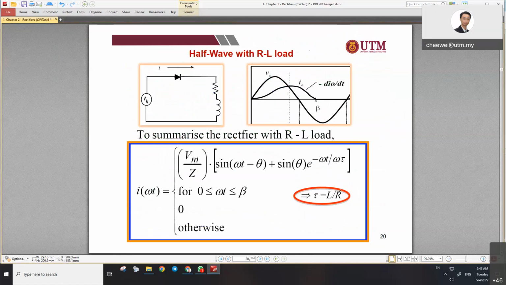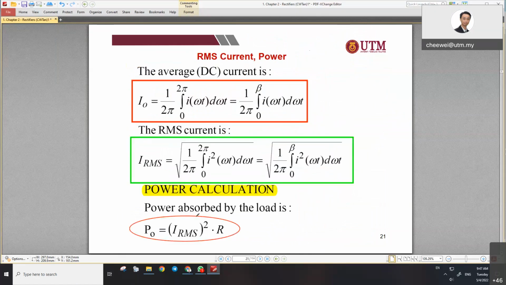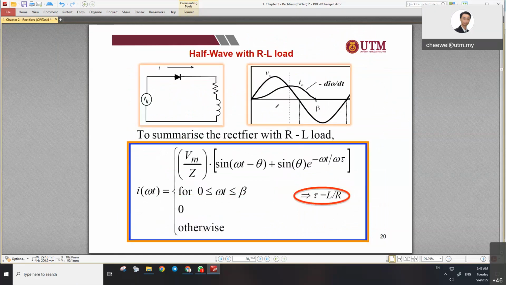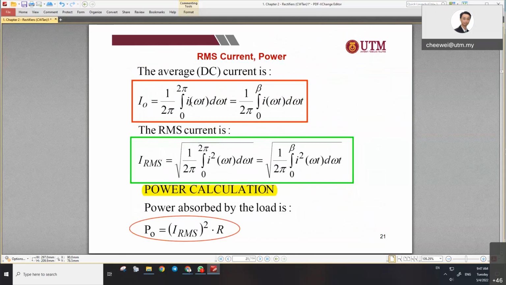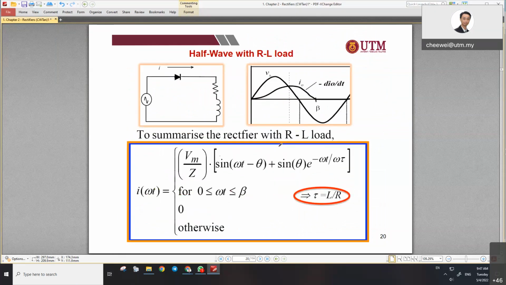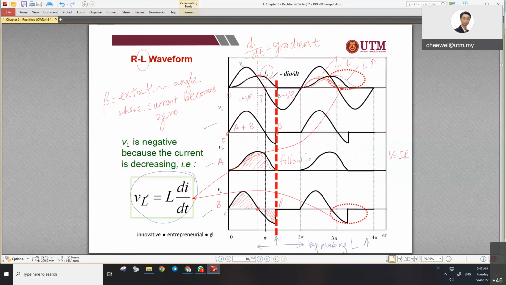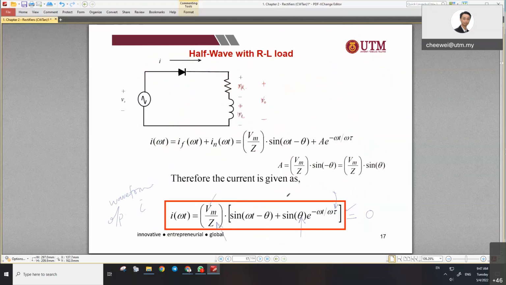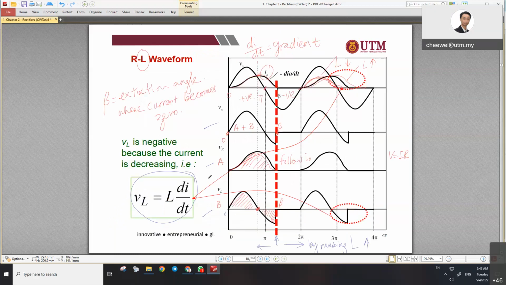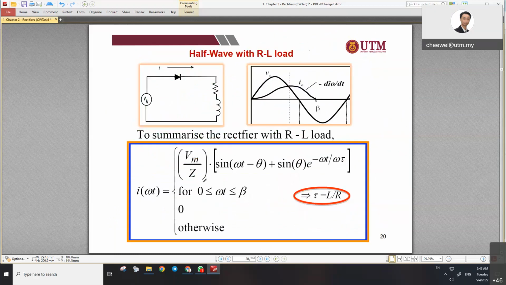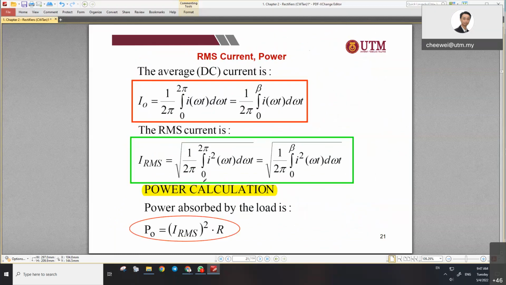This one, your original tau equals L over R. And then how to calculate the DC current? You can use the integration from 0 to beta, because the current is only from 0 to beta. And the equation of i(omega t) is what? Very long. The i(omega t) is actually here. So to integrate the whole thing is quite complicated. You need to use what? Calculator. Do you know how to press the calculator?